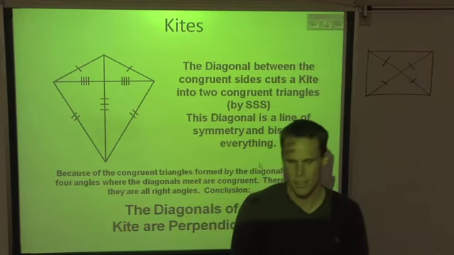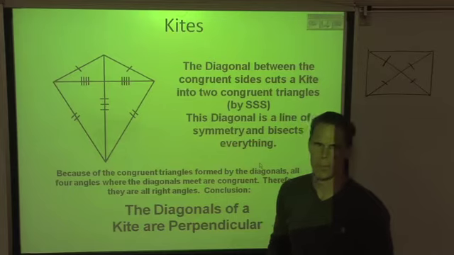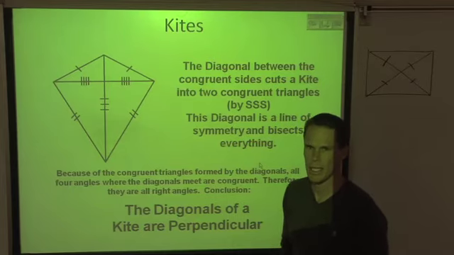That's what symmetry is. That's it for Chapter 6, Section 5, Trapezoids and Kites. You can now begin the assignment.